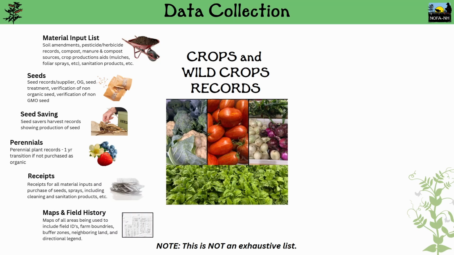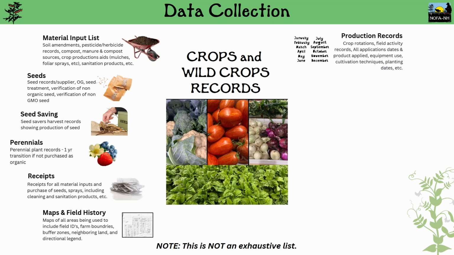In Module 1, we also touched on field histories and why they are needed. This brings us to production records, which become part of your field history. It also includes details to show rotation, application of supplements, mulching, planting dates, and much more. Basically, anything done to the land to be certified needs to be included in your production records. Sometimes this is referred to as field activities.